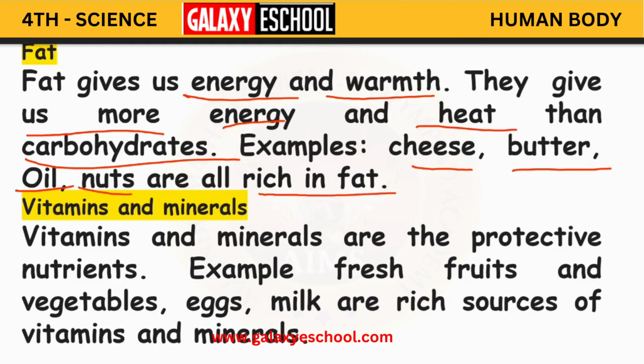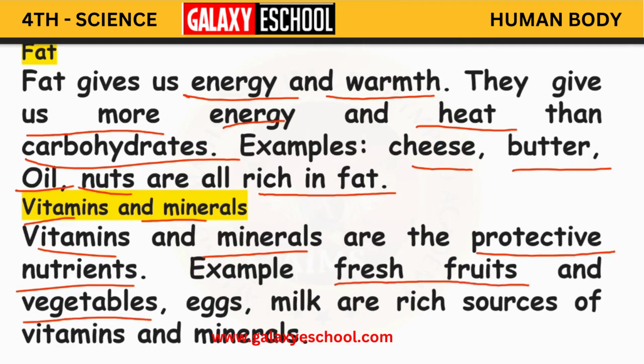Okay, children? And the other one is vitamins and minerals. Vitamins and minerals are the protective nutrients. They are going to protect us from diseases. For example, fresh fruits, vegetables, eggs and milk are a rich source of vitamins and minerals.